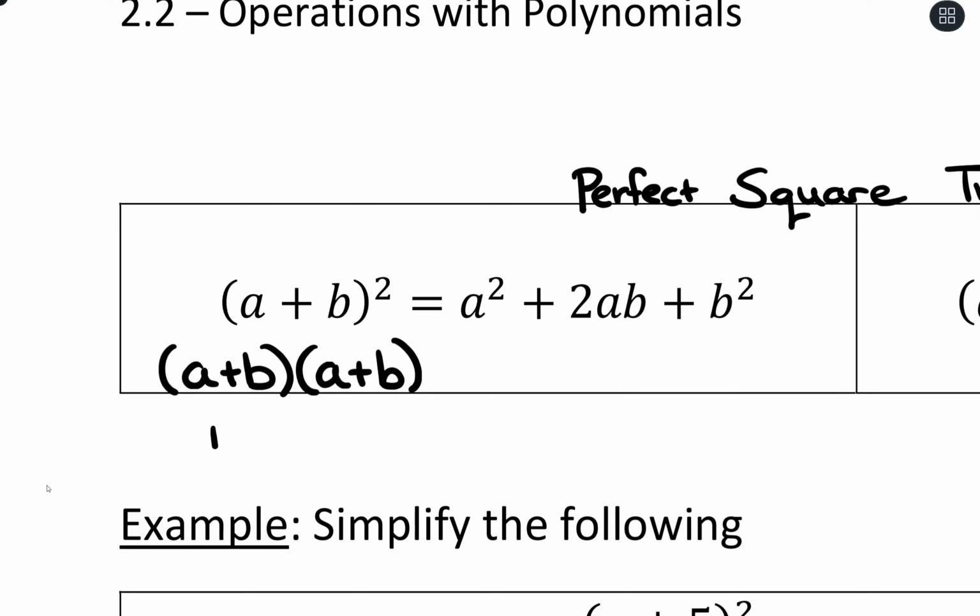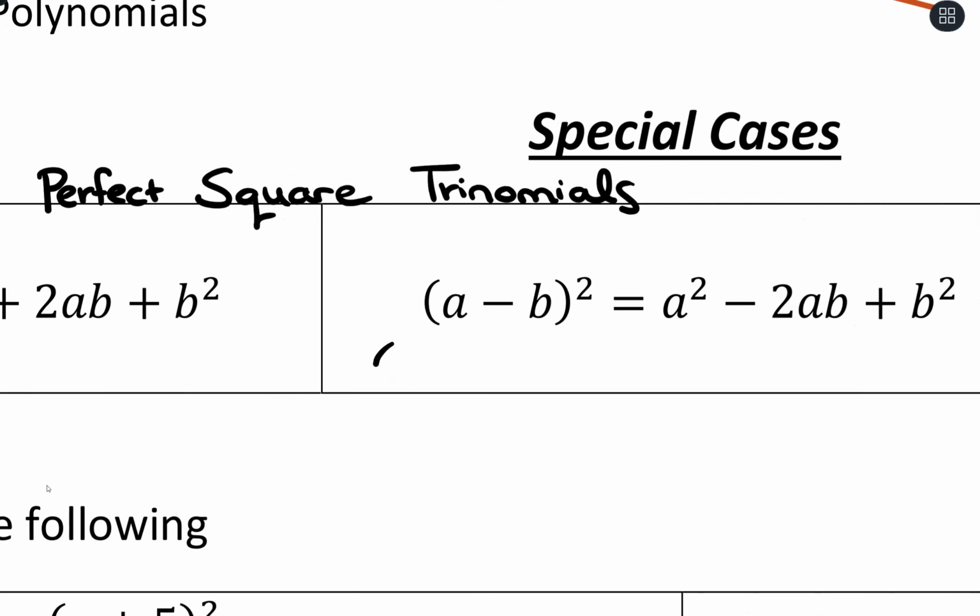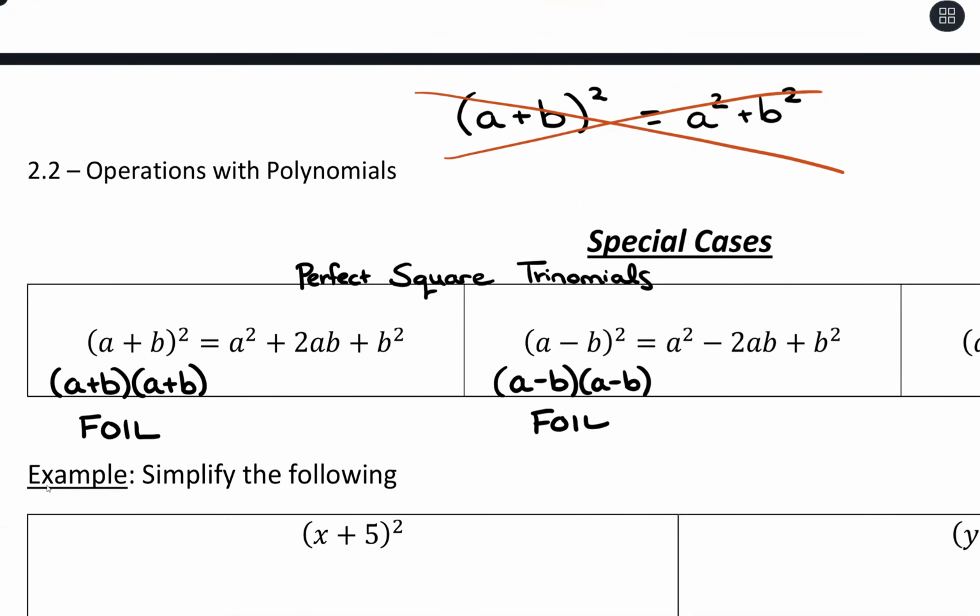Because then when you see that, hopefully that'll make you think of FOIL. So we want to FOIL that out, and that makes sure that we don't miss that middle term right there. Same thing with a minus b squared. It'll be helpful to write that out as a minus b times a minus b so that you know to FOIL. And then you get that middle term. So perfect square trinomials, just be careful that when you're squaring, you are in fact FOILing those values.